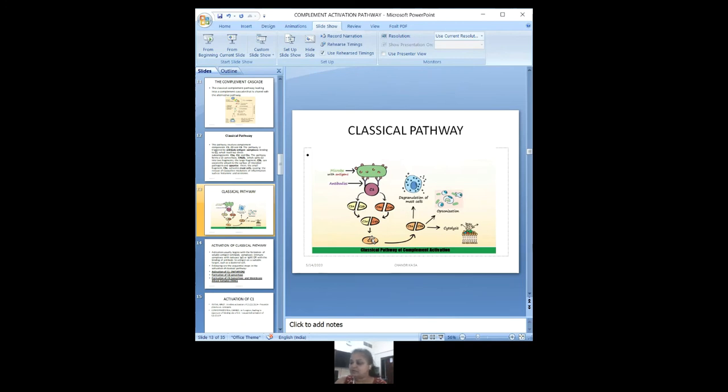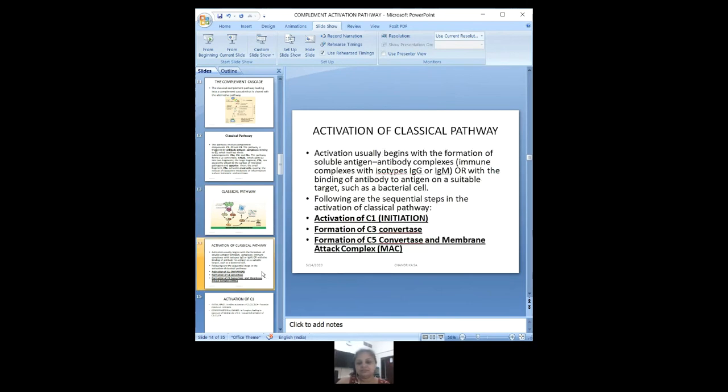Once the C5 convertase is formed, it converts the C5 component into C5a and C5b. The C5 component is larger in size. The C5b component combines with other components, C6, C7, C8, C9, to form a membrane attack complex, MAC.